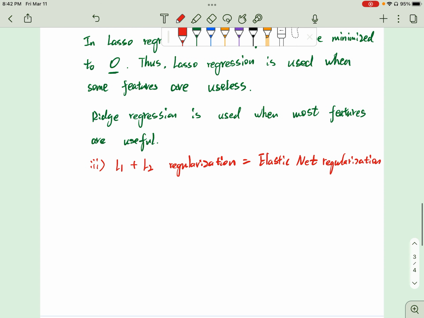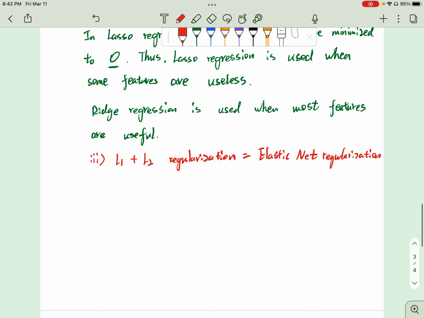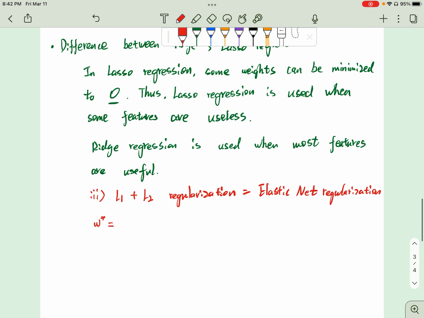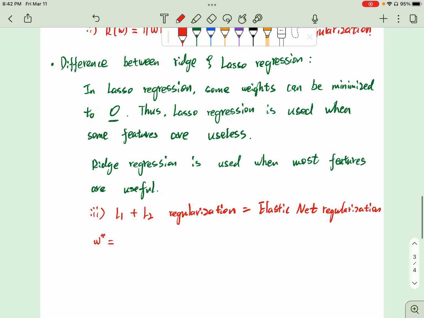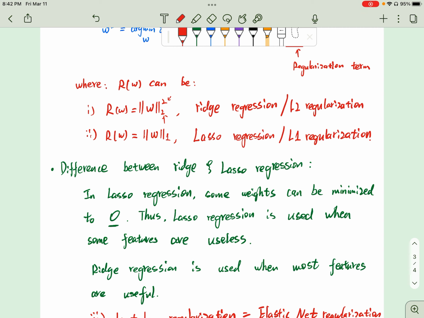And this is a new name here. In this regularization, the objective function is also changed a little bit. In this regression, we will both consider the ridge regression term and the lasso regression term. We will both consider this.